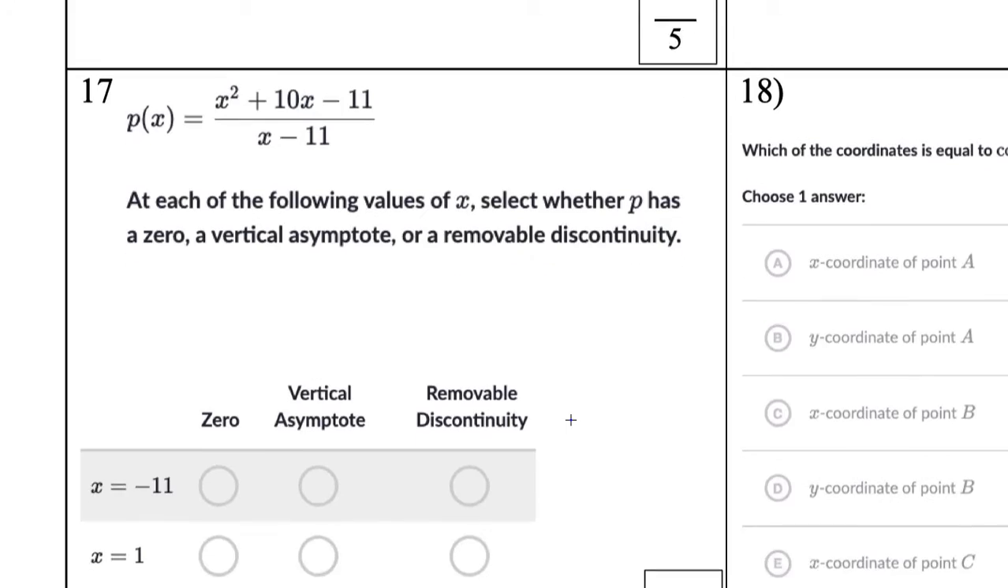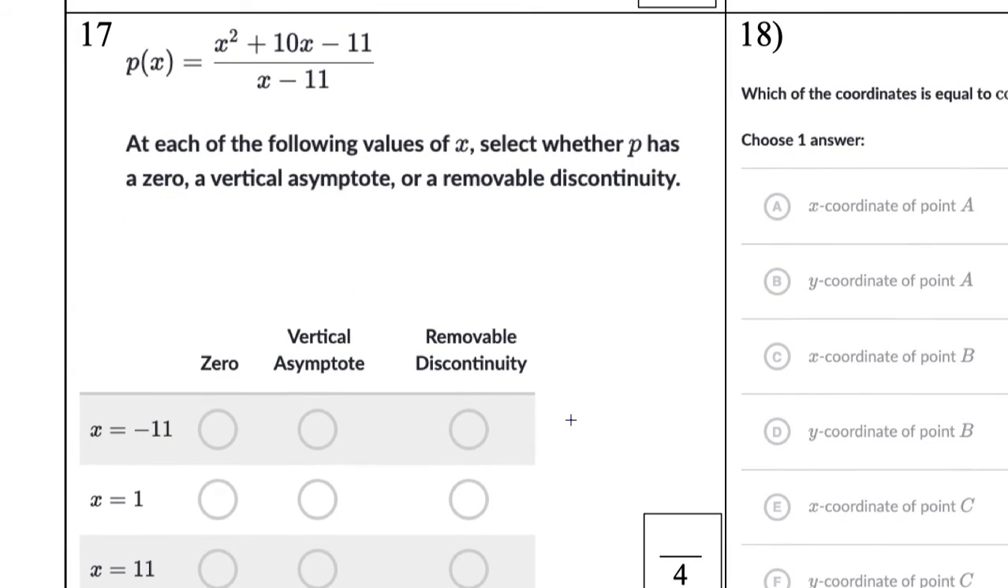We're on to number 17. We're talking about zeros, vertical asymptotes, and removable discontinuities. If I have zeros, I'm talking about the top equal to 0. If I have a fraction, I don't care what's down there, but the 0 is on the top. Vertical asymptote means the 0 is on the bottom. I don't care what's on the top. And removable discontinuity means I have a 0 on the top and the bottom.